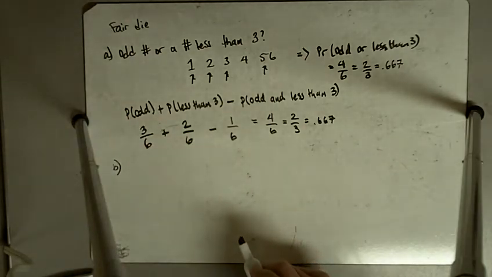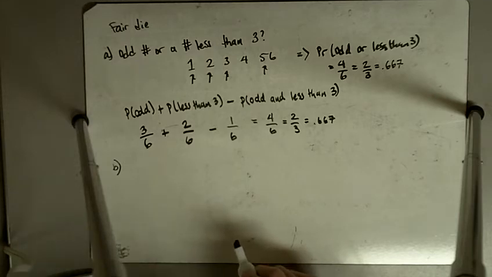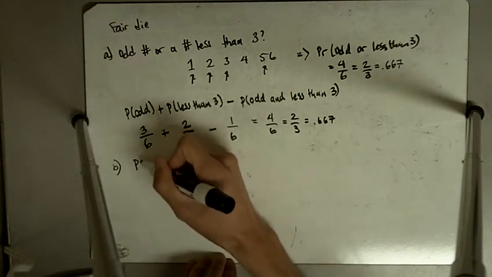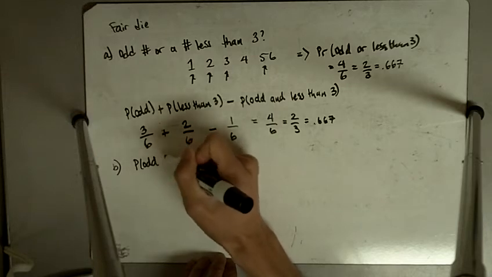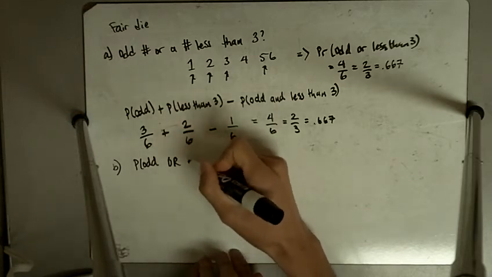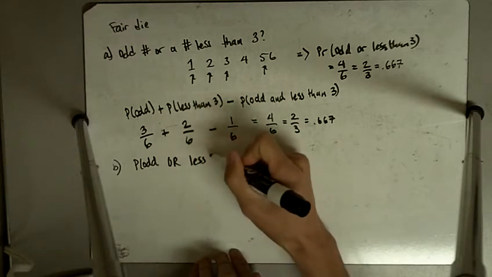Alright, in the next problem it says, what's the probability that the die shows an odd number or a number less than 2 on top? Okay, probability that the die shows an odd number or a number less than 2. Probability of odd or probability that the number is less than 2.